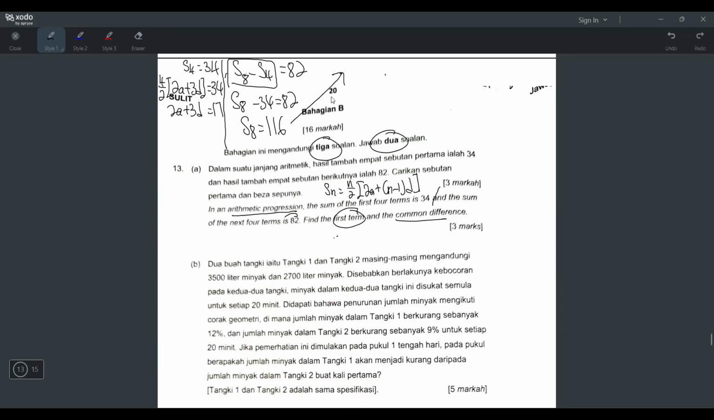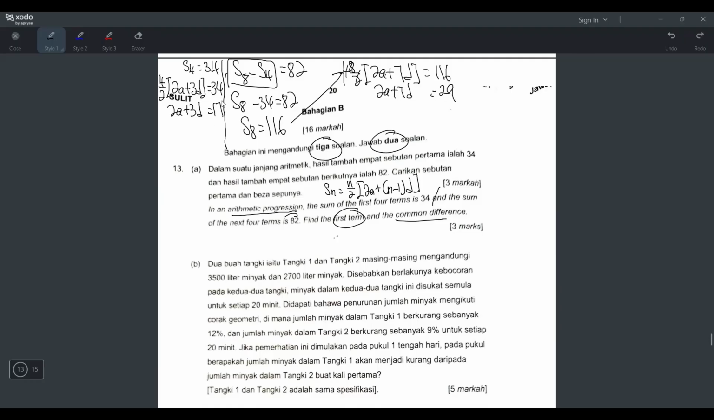Next equation, S8 is 116, right? So n over 2, 8 over 2, big bracket 2a plus (n minus 1), which is 7d, equals 116. 8 divided by 2 is 4. 116 divided by 4, press calculator, you will get 29. So 2a plus 7d equals 29.